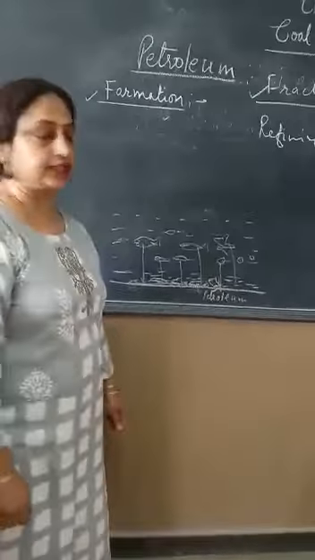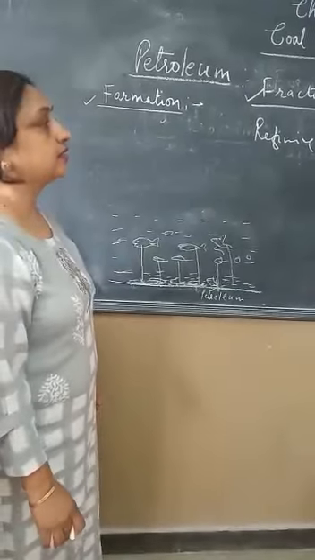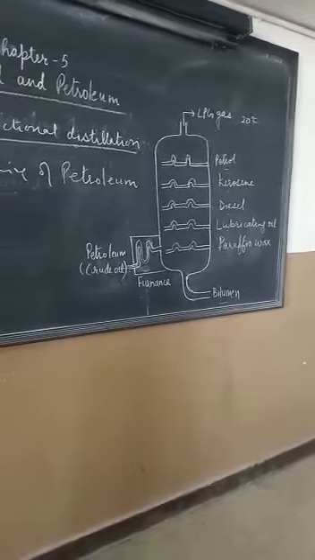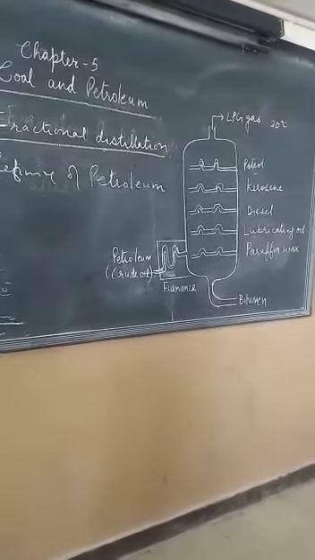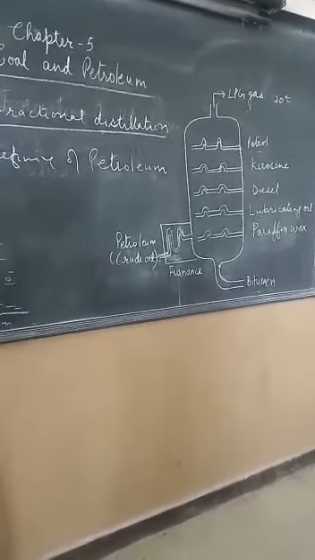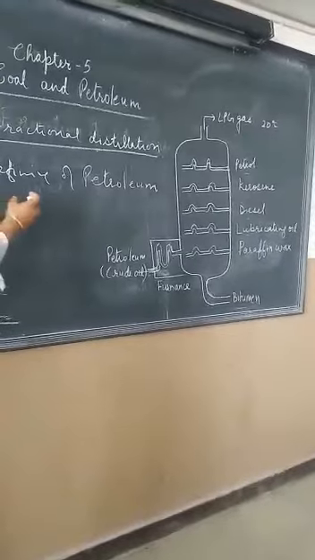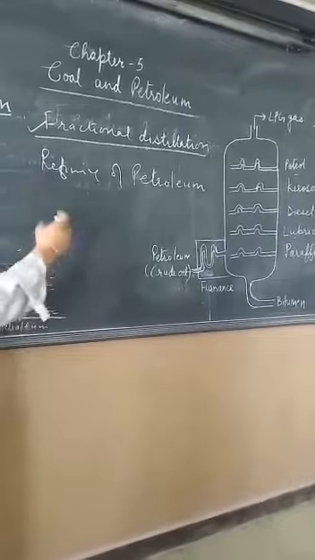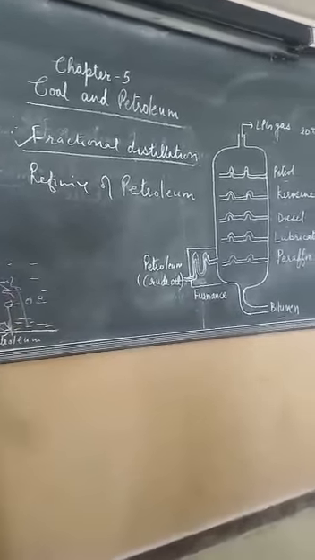Petroleum is a black liquid having unpleasant smell, and it is a mixture of many components, for example, LPG, petrol, kerosene, diesel, lubricating oil, etc. The process of getting various components of petroleum is known as refining of petroleum. How do we get the various components of petroleum? This is by fractional distillation.